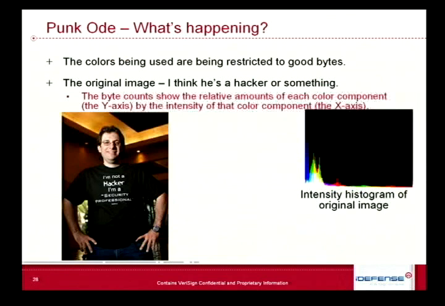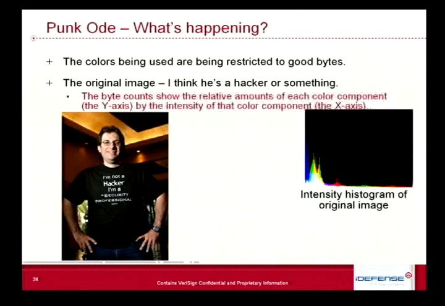So to further illustrate it, here's another picture of some guy that we found. I guess he's a hacker. And this first image is just a regular image, a JPEG image. But on the right-hand side is an intensity histogram, and on the y-axis we have the relative amounts of each color component. Then on the x-axis we have the intensity of the color components.